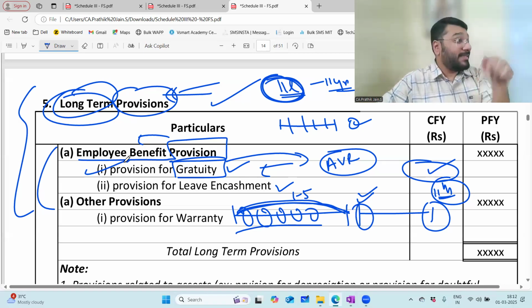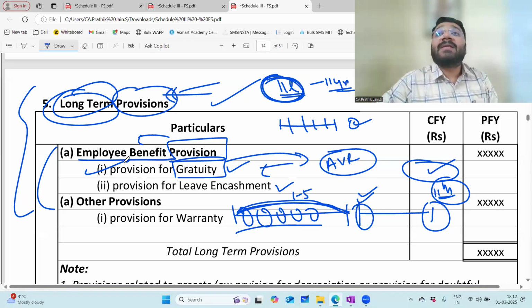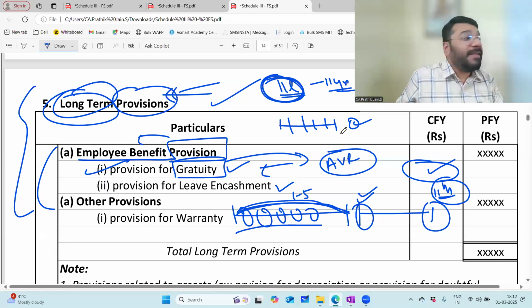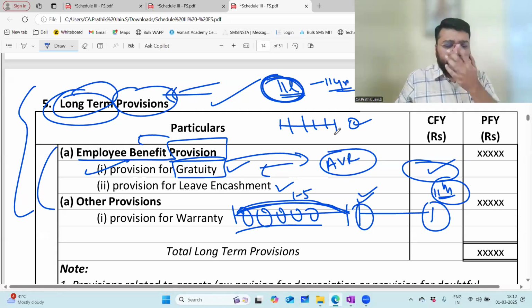So since year one, I'm recording this provision. Am I loud and clear? So when will I pay this money to Sangami? At the end of 11th year. At the end of 11th year. Now tell me if you have any problem.